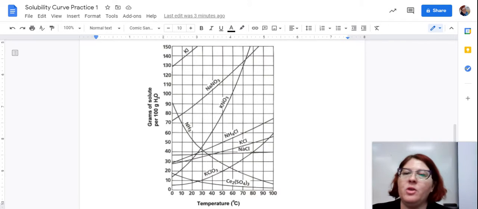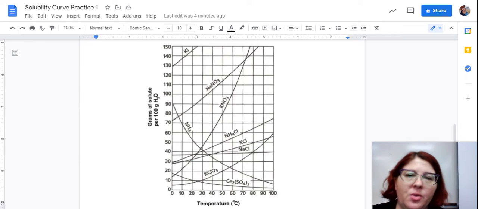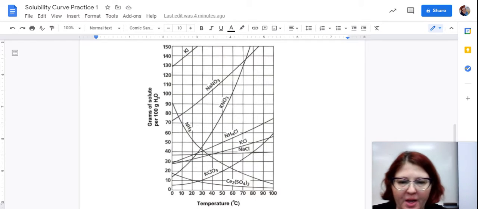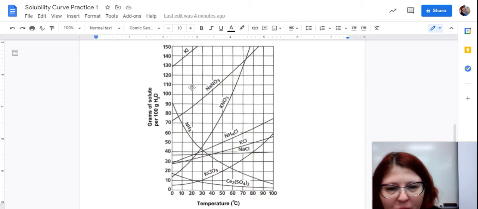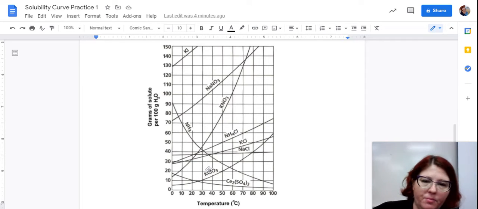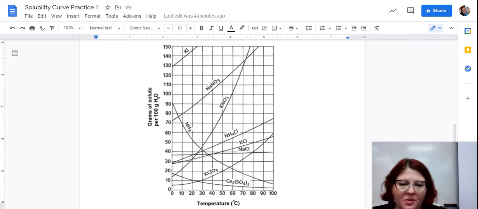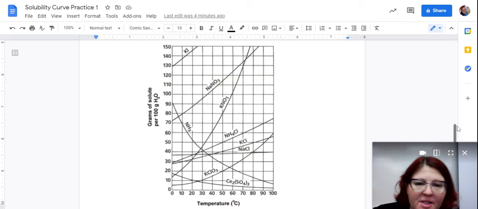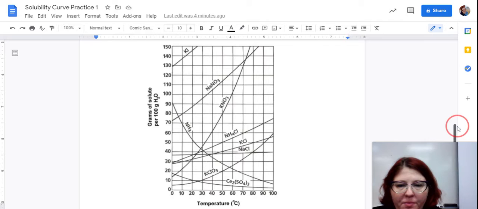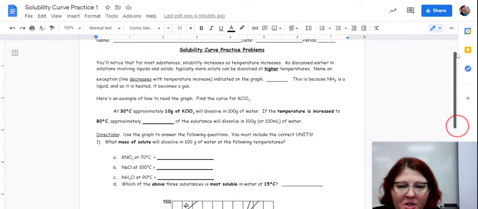For right now I want to focus on making sure you can read this thing in the first place. Each one of these lines represents a different substance, and they're labeled with their names or their formulas. You don't have to be able to say the substances by name. If you can just name them by their letters or their formulas, that's perfectly fine. All right, so let's take a look at the questions.